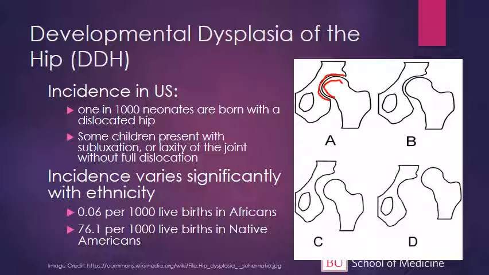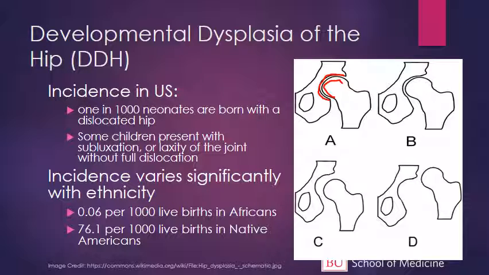However, the incidence of dysplasia is higher, and there are degrees of severity of dysplasia, as seen in the images here. Hip subluxation is defined as displacement of the femoral head from a normal position. However, it is still in contact with a portion of the acetabulum. In contrast, in hip dislocation, there is no contact between the femoral head and the acetabulum.